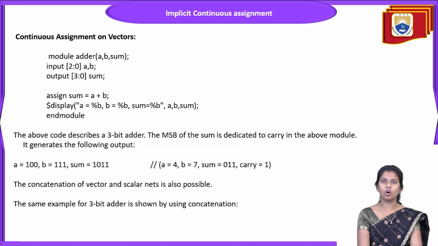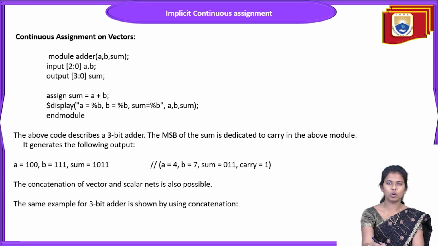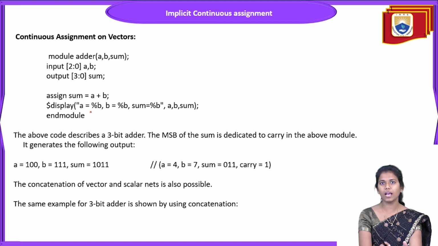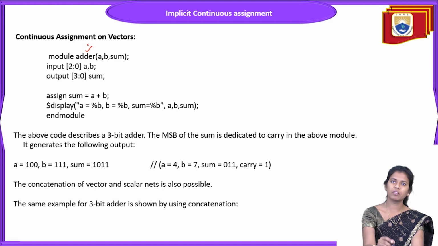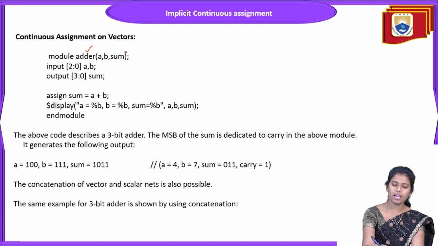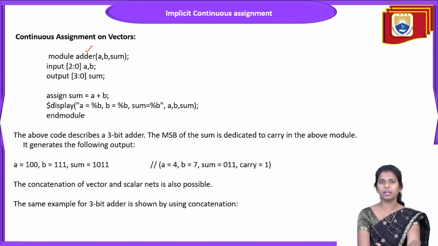Coming to continuous assignment on vectors. So on vectors, how is it possible? Module adder, A, B, sum. This is a basic representation. I am representing the module as a keyword. It is a basic lexical token that we discussed in the previous class, different lexical tokens. So it is one of the keywords, called module, that is the start of the statement. And adder is nothing but the circuit that you are making use of. And A, B and sum are nothing but the port list, input and output ports.